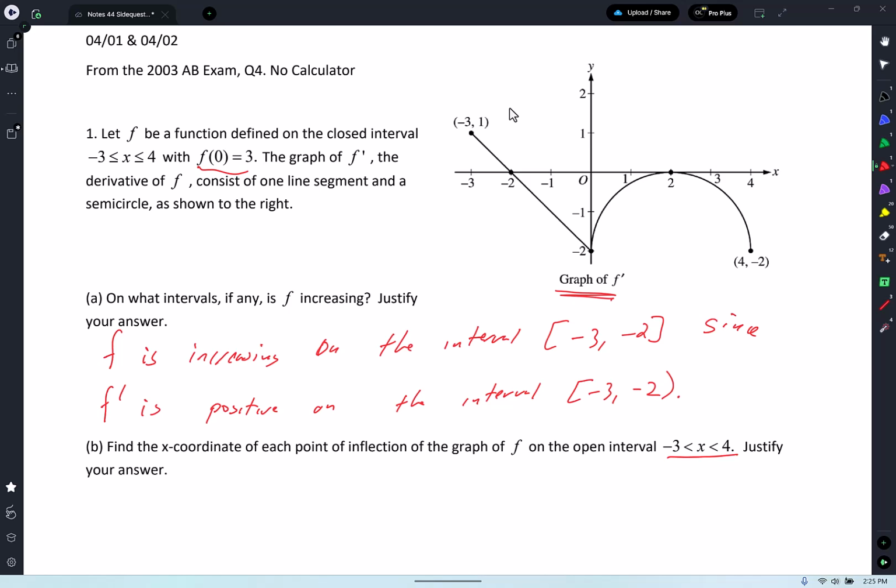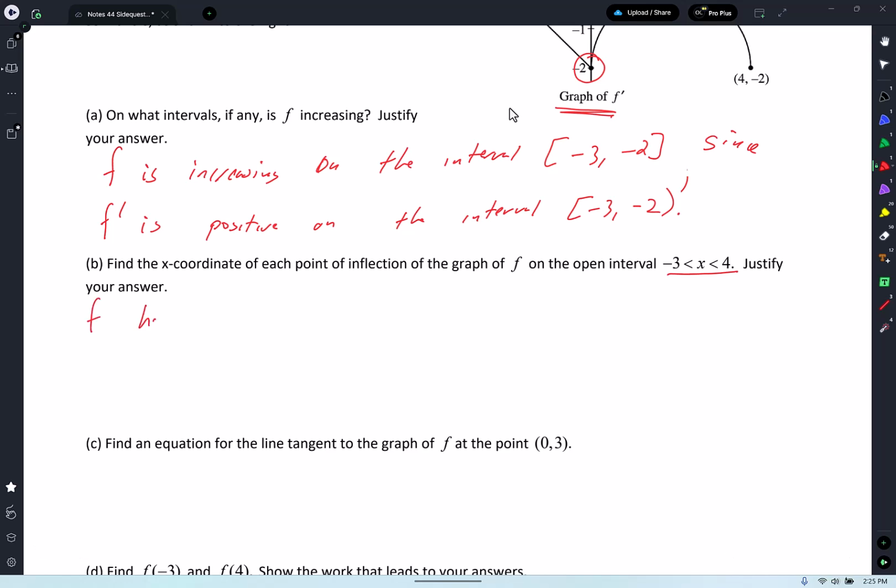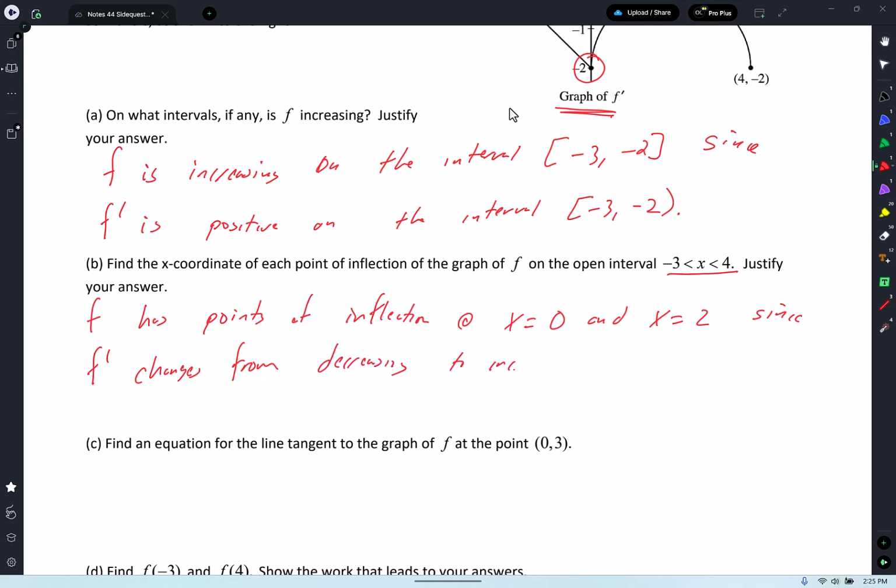So I have points of inflection at x equals 0, and where else? At x equals 2. So there it is. I'm going to write f has points of inflection at x equals 0 and x equals 2, since f prime changes from decreasing to increasing and vice versa at those specific x values. There it is. I believe that's full credit there, guys. How do we feel? Does it make sense to you?